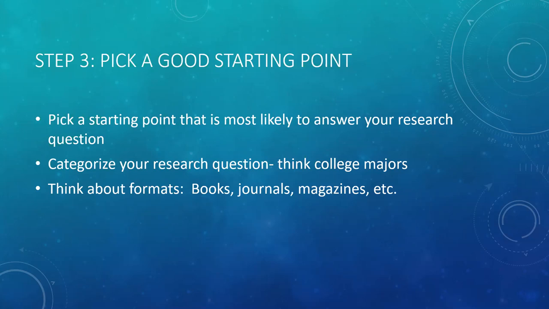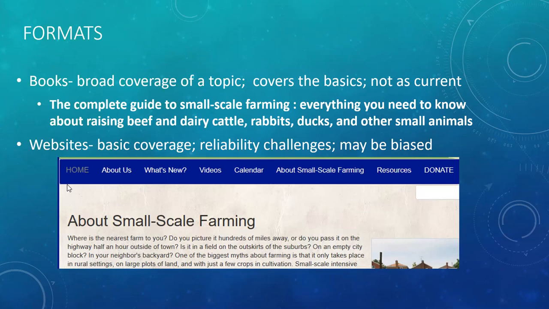And then the next thing is to think about formats: books, journals, magazines, etc. The reason I'm saying to think about formats is because different formats do a better job of answering certain types of questions. And so I'm going to talk about that first, actually, in more detail. I did some actual searches for specific formats on the topic of small-scale farming.